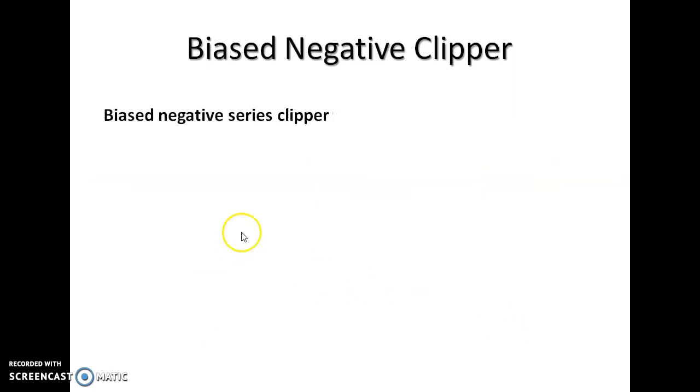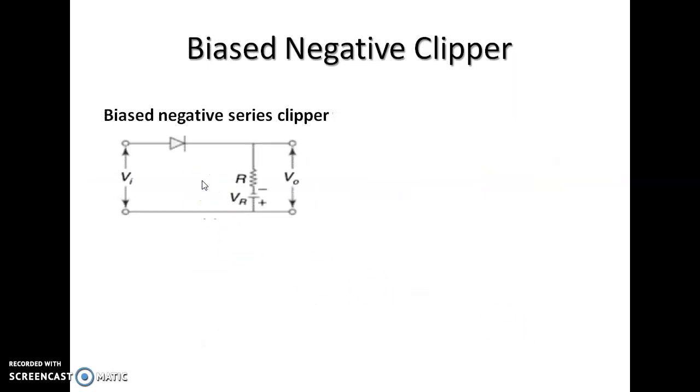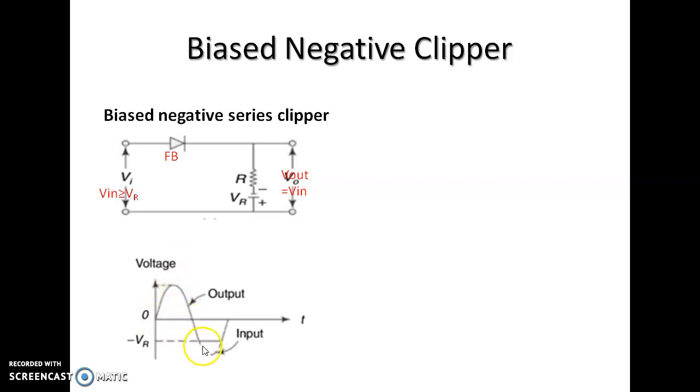Biased negative clipper. So this is the biased negative series clipper, and let us assume that an input greater than the reference level is applied here. This point of the diode is maintained at the reference level VR, whereas this point is at the level of Vin greater than VR. So the condition of the diode will be forward biased. So the input gets connected with the output. So for this portion, Vout will be equal to Vin.